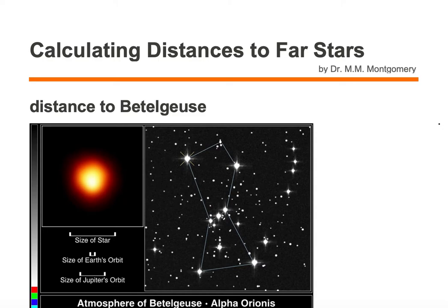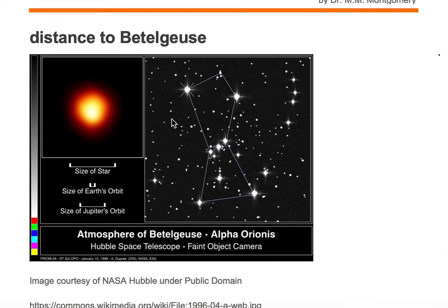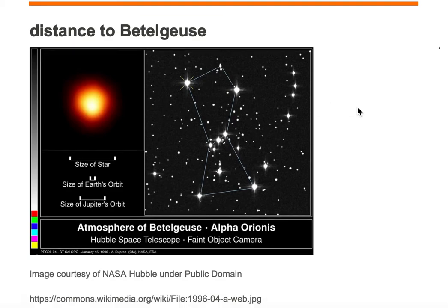We would like to calculate the distance to far stars. In this particular example, we would like to calculate the distance to Betelgeuse. Betelgeuse is a famous star in the constellation of Orion. It is known as Alpha Orionis. It is the star in the upper left corner of Orion, and notice that it's this bright orange colored star.